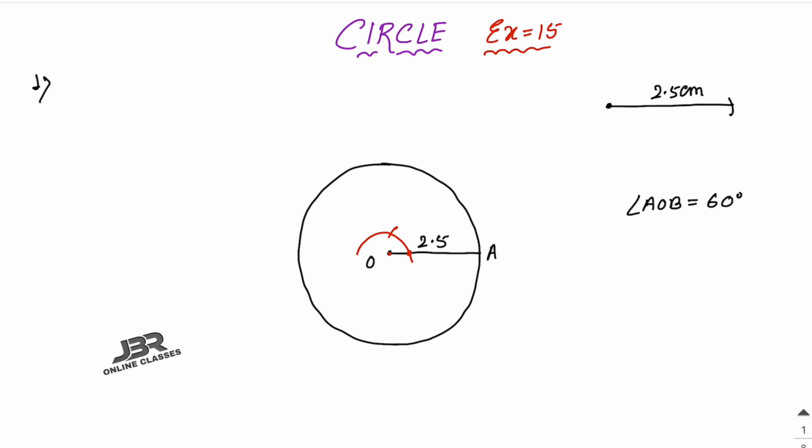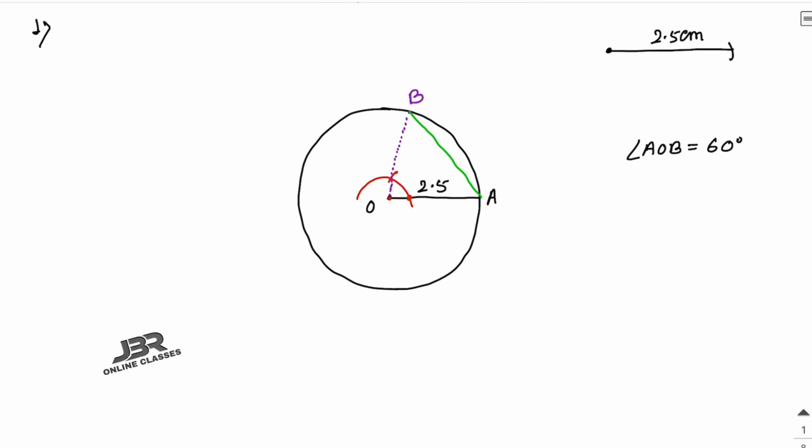Now join this line. Okay, so in this way and name it B. So here OA and OB are the two radii of this circle. Okay, where the radius equal to 2.5. Now next measure the length of the chord. Okay, that means next you have to join here AB and you have to measure this length with your scale. Clear?